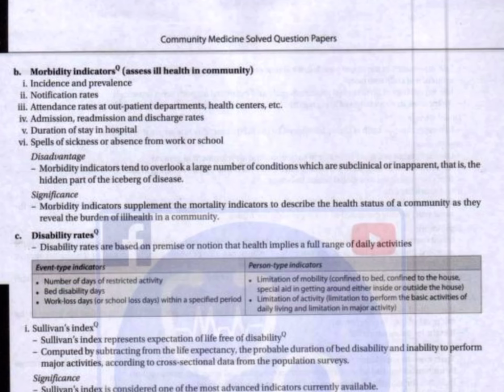Disability rates. Disability rates are based on the premise or notion that health implies a full range of daily activities. Number of days of restricted activity. Bed disability days, illness days, or school loss days within a specified period. Number of days confined to bed. Confined to the house. Needing aid in getting around, either inside or outside the house. Limitation of activity: limitation to perform the basic activities of daily living.